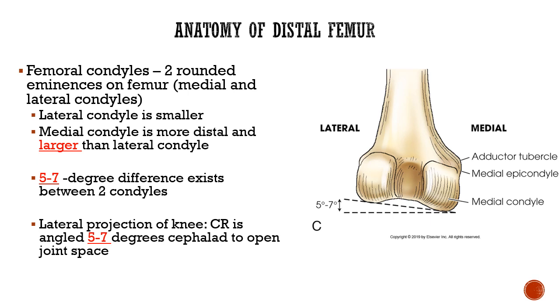The femoral condyles, which are on the distal femur, we'll take a look at those next. On the distal femur, we have two rounded eminences. We have the lateral condyle and we have the medial condyle. The lateral condyle is smaller. The medial condyle is more distal, further down, more inferior, and is larger than the lateral. There's a 5 to 7 degree difference between the two condyles as far as which one is more distal than the other. So for a lateral projection of the knee, the central ray is angled 5 to 7 degrees cephalad to open the joint space.